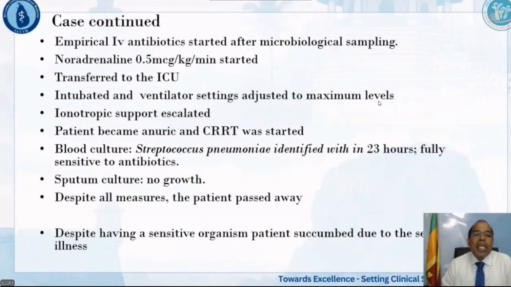So what happened to this lady? Empirical IV antibiotic was started after microbiology sampling, and noradrenaline was started initially and she was transferred to the ICU. The patient was intubated and ventilatory settings adjusted to the maximum level, and inotrope support escalated, and we had to start 3 inotropes, and the patient became anuric, and CRRT was started.